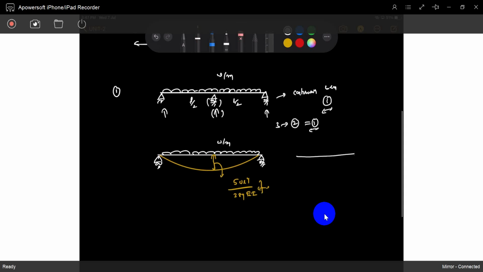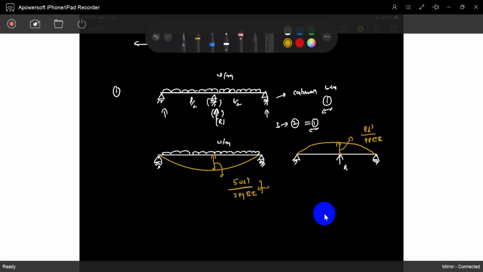So same thing. I will use one reaction R, because this reaction is R. If it is using R, how will it deform? It will deform like this now. So what is the deformation here? RL cube by 48 EI. You know it. If the simply supported beam has a central point load acting, RL cube by 48 EI.